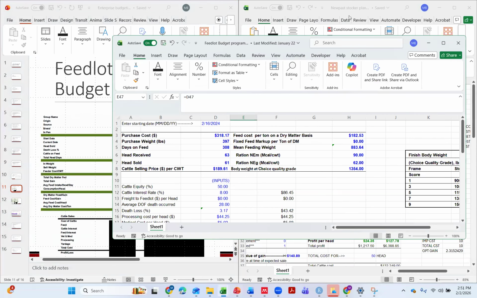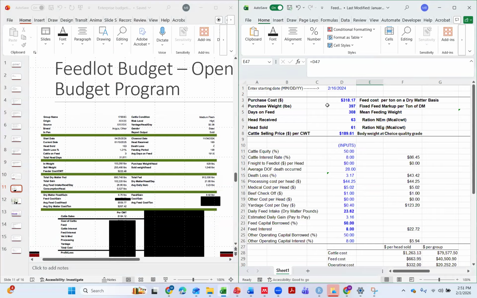I've got 9 minutes. So I think we can do it. All right. So they purchased them at 222.46. Purchase weight 929. Days on feed was, we'll just say 195. So we'll operate with this feeding period here. Head received was 165. Head sold was 163. Selling price 184.12.